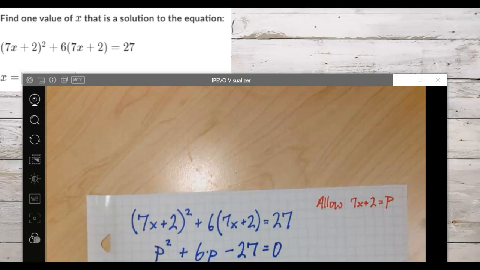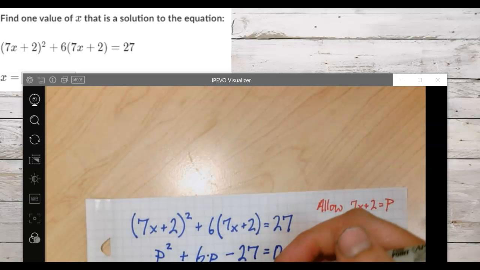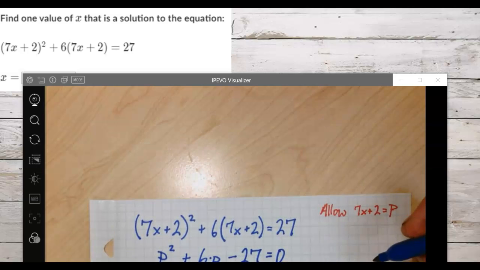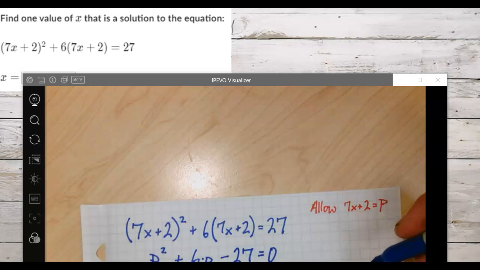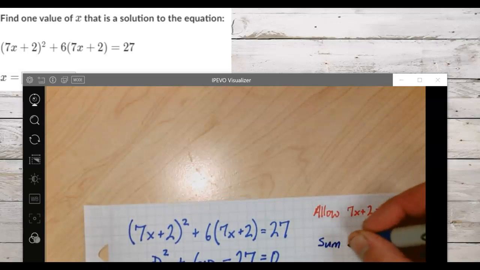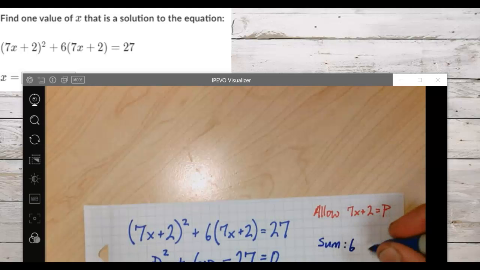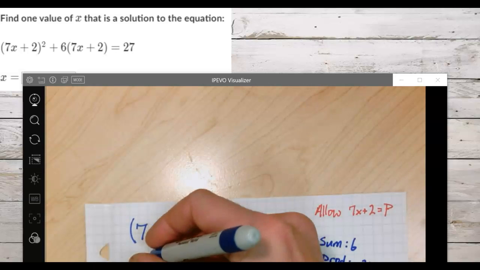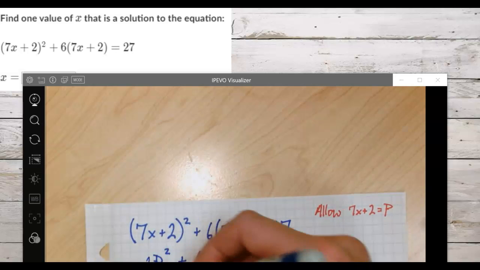So I went ahead and moved the 27 over to make this quadratic. Remember, quadratic means equal to 0. Then we're thinking, what sums to 6 and produces negative 27? There's only so many things that make negative 27, but I have a leading coefficient of 1.